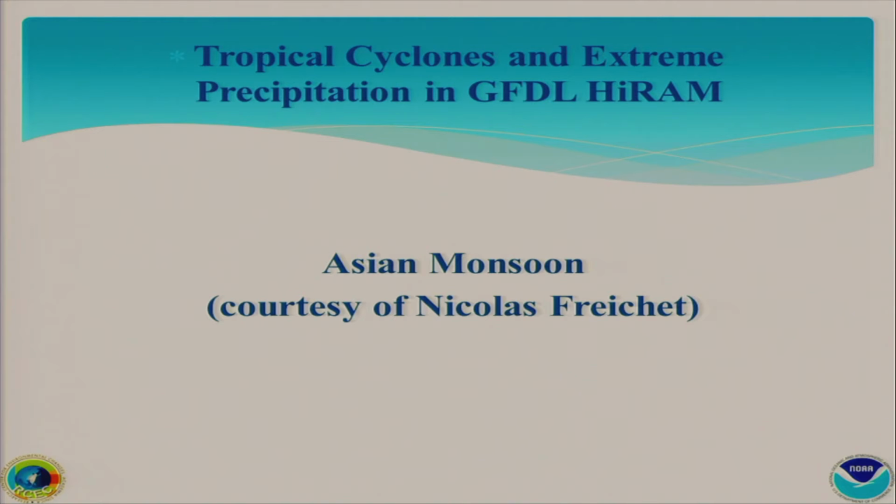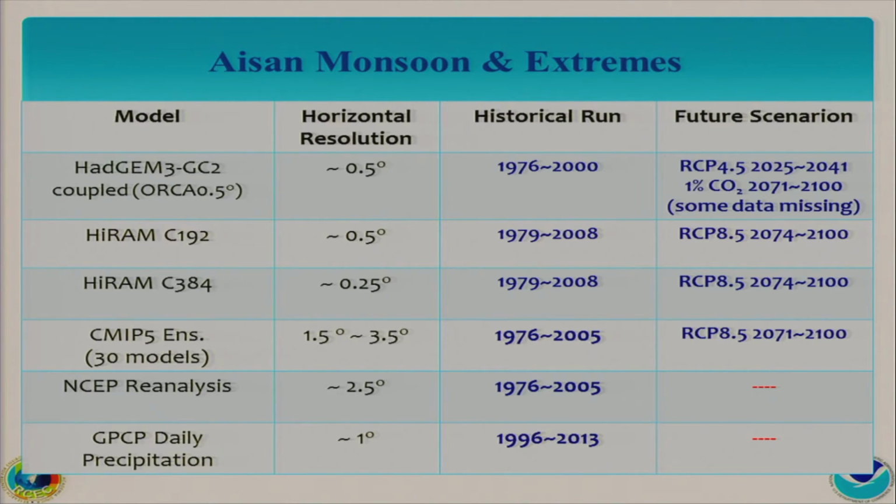Yeah. And I will also talk about the Asian monsoon, and this is the analysis done by my colleague Nicholas. This is the data we use in this Asian monsoon analysis. The Hagen couple model is a half degree, about 25 years of data, and also has RCP 4.5 data. And the same, the HIRAM has half degree, quarter degree, current climate and the future projection experiment. And also about 30 years of semi-5 examples, and also the future projection experiment. And also comparing these two with the reanalysis and the GPCP daily precipitation.